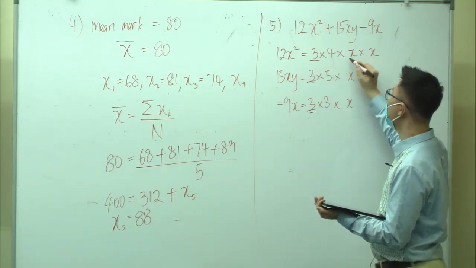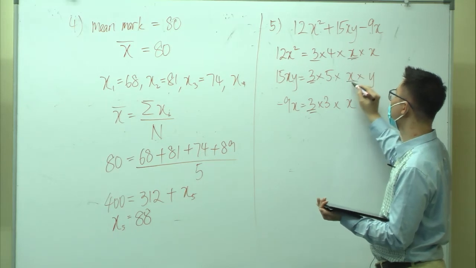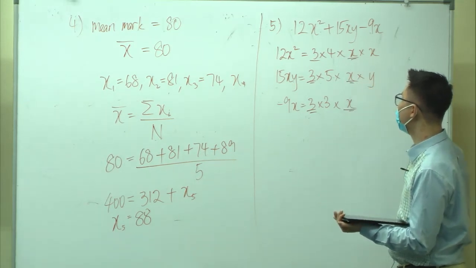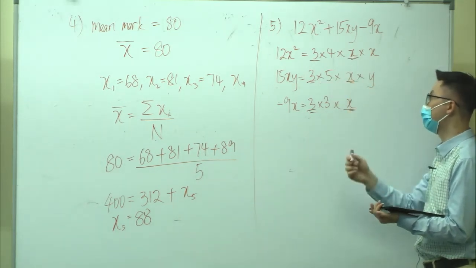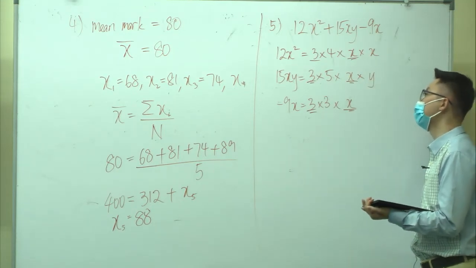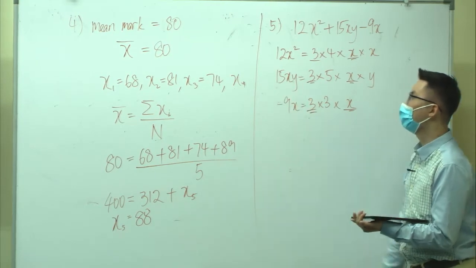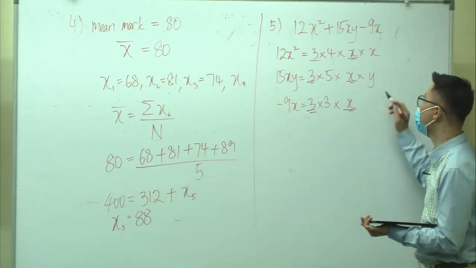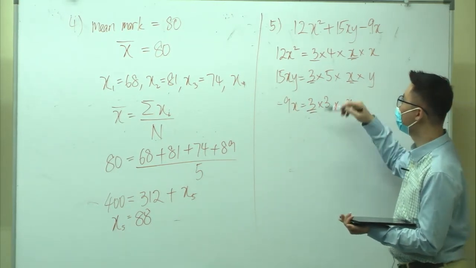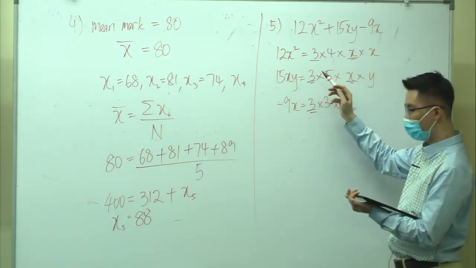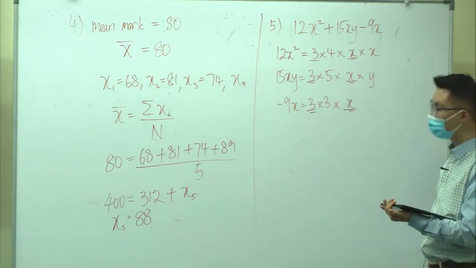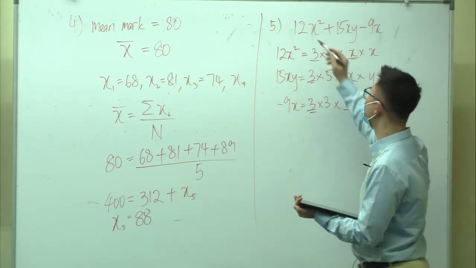How about the x? Yes, we accept this one. These 3 terms have the factor of x, so x is the common factor. How about the y? No, only for 15xy. So we cannot accept the y. So the common factor will be 3x. So we need to take out 3x.